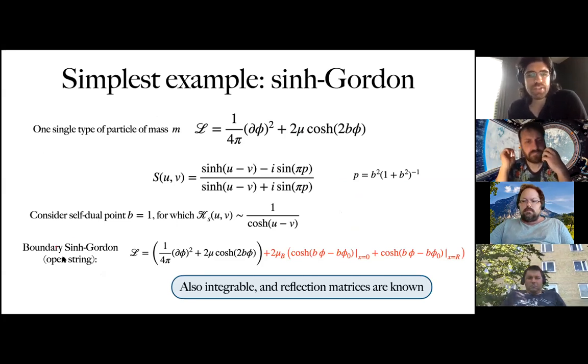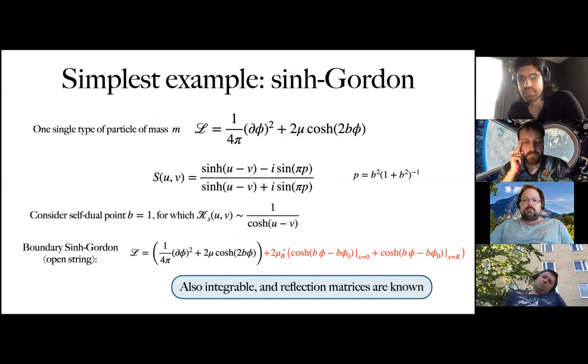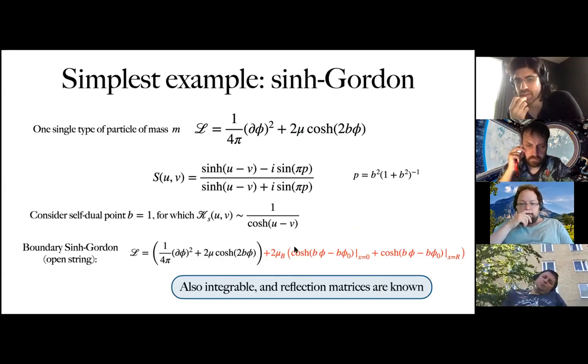We also consider the boundary sinh-Gordon. In the open string formulation, that is given by the standard bulk Lagrangian plus additional boundary terms, which depend generally on two parameters, the boundary cosmological constant and also this shift here. And for any value of these parameters, this particular deformation is integrable, as shown originally by Ghoshal and Zamolodchikov.